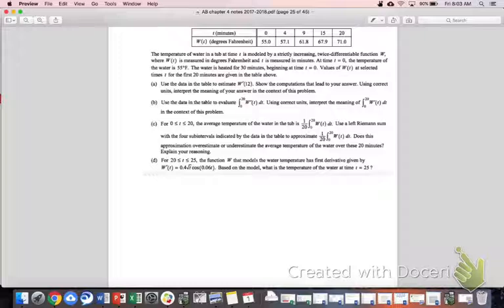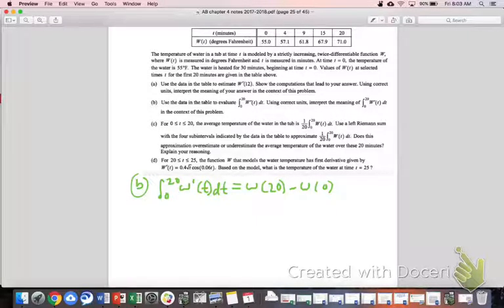So B says use the data in the table to approximate that. So let's start right there. When I see that, did you guys see this too? Where it's the integral from 0 to 20 of w prime of t dt. Did you guys write this, or at least think this? W of 20 minus w of 0? Yes. Did you see that?